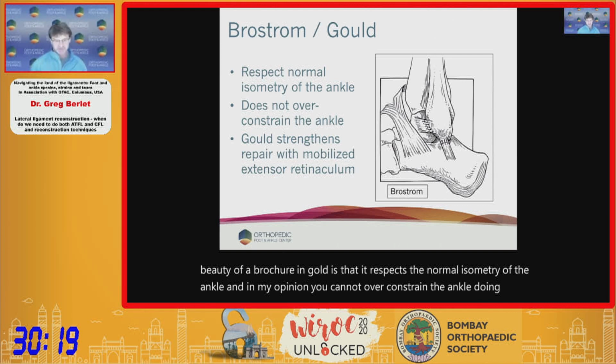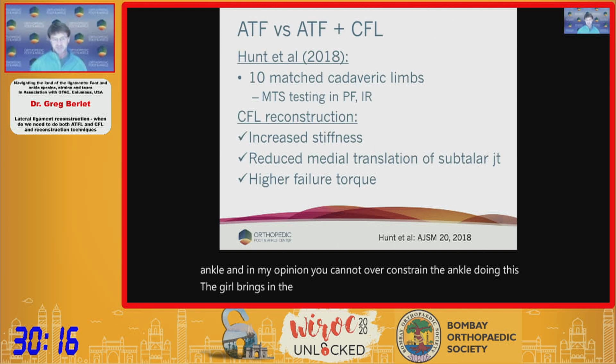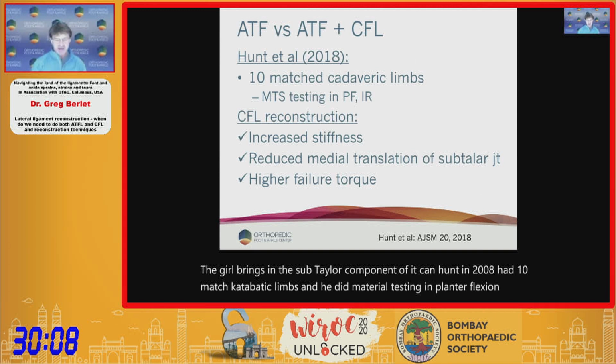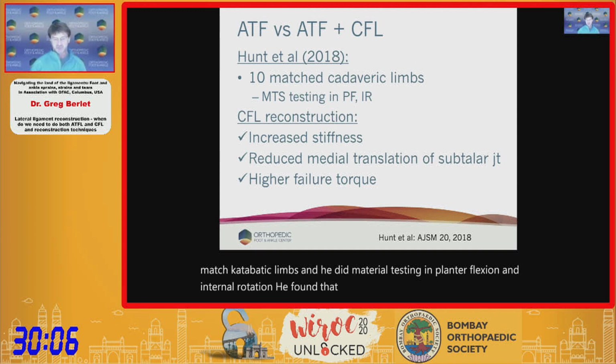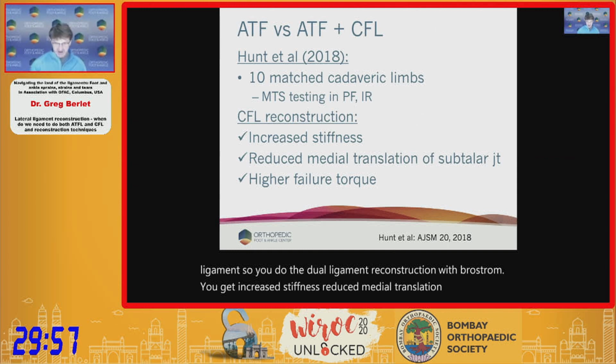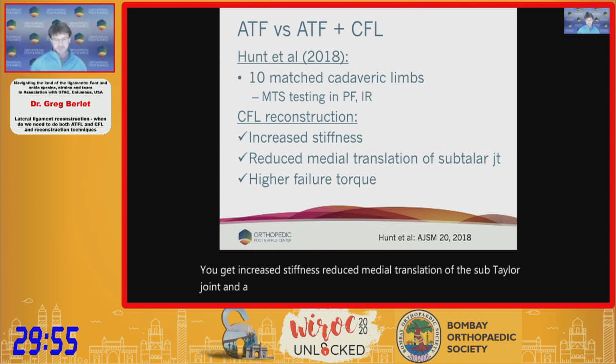The Gould brings in the subtalar component of it. Ken Hunt in 2008 had 10 matched cadaveric limbs, and he did material testing in plantar flexion and internal rotation. He found that when you include the calcaneofibular ligament, so you do the dual ligament reconstruction with Brostrom, you get increased stiffness, reduced medial translation of the subtalar joint, and a higher failure torque.